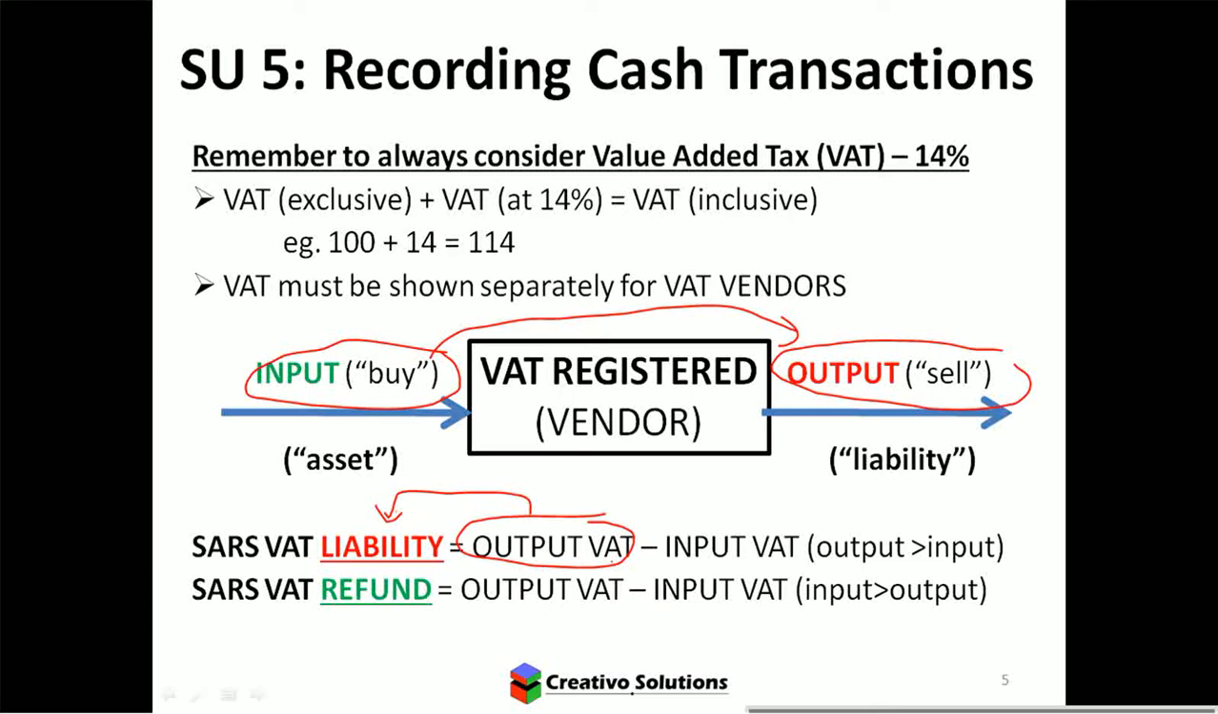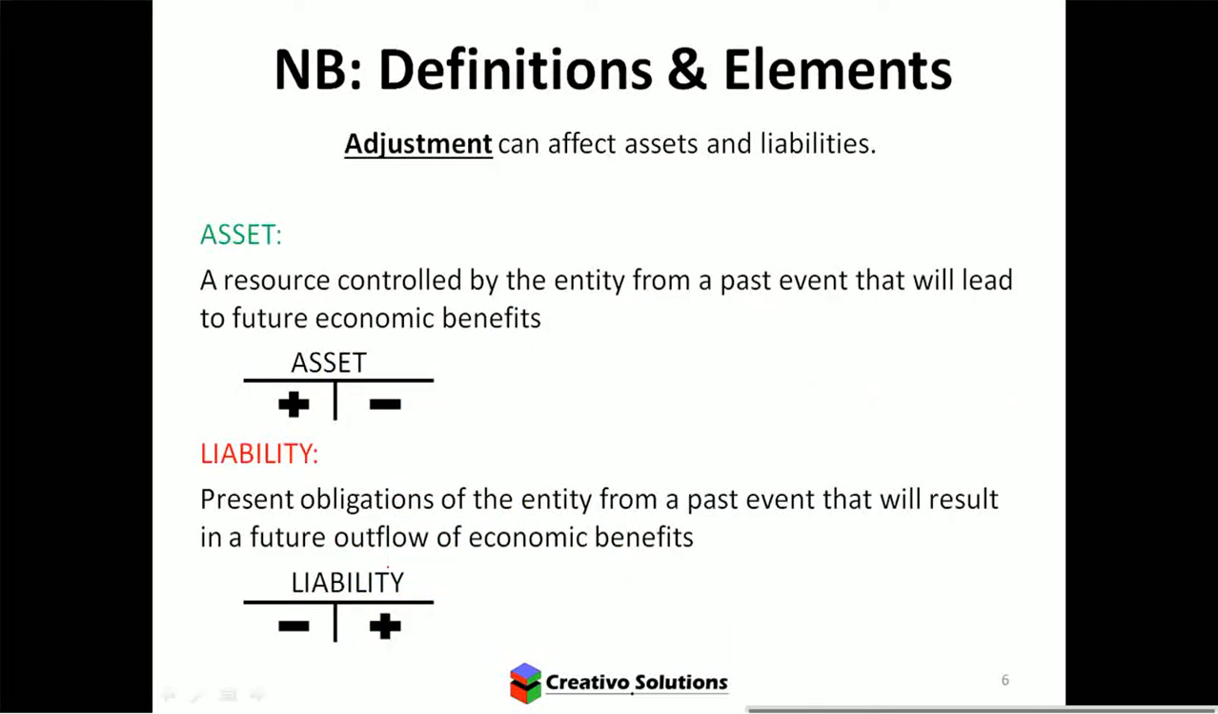If your output is smaller or less than your input, then you'll have the opposite, which is a refund. So a refund will arise when your input VAT is greater than your output VAT, meaning we're buying more than we're selling, and you'll be able to claim that. Definitions are very, very important because we're going to be looking at some adjustments.